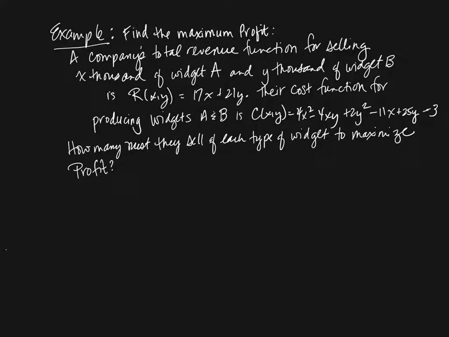All right, one last example, and this is an applications problem, and we're going to be looking at how many of each type of widget we need to sell in order to maximize our profits. So a company sells widget A and widget B, and they sell x thousand of widget A. So x represents the number of units of widget A that we're going to produce and sell. And then we have y thousand of widget B. So y represents the number of widget B that we're going to produce and sell.